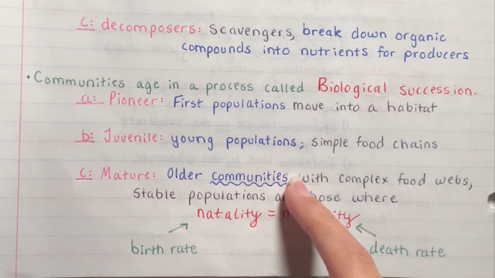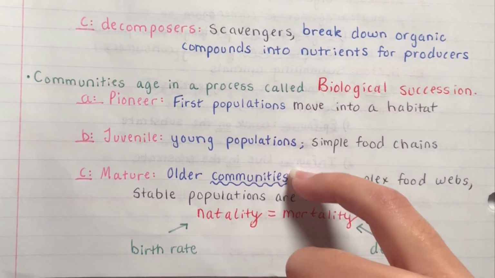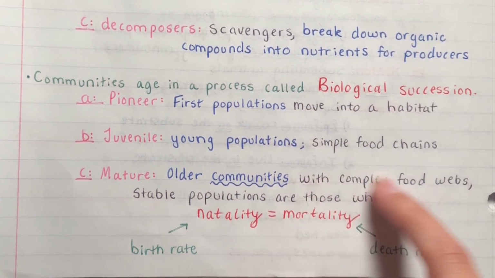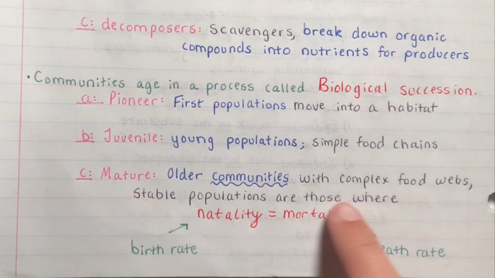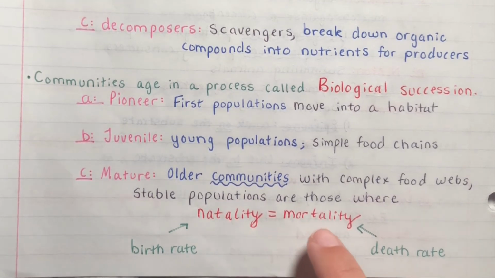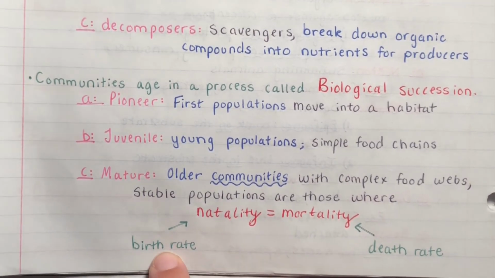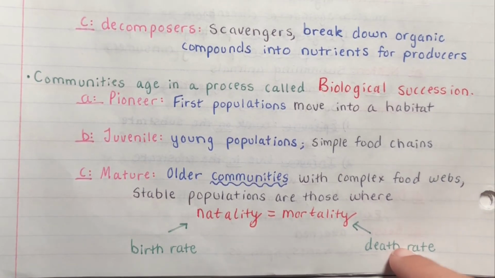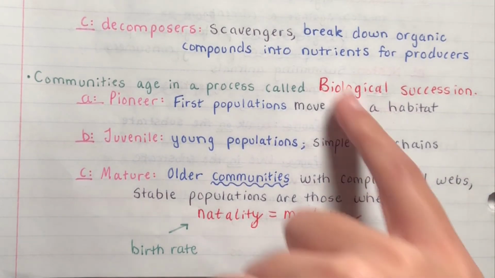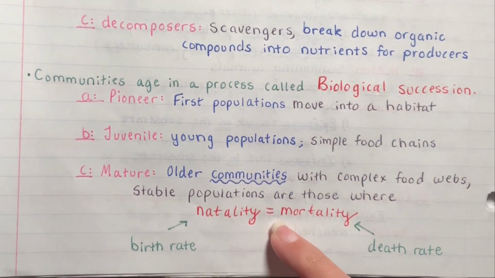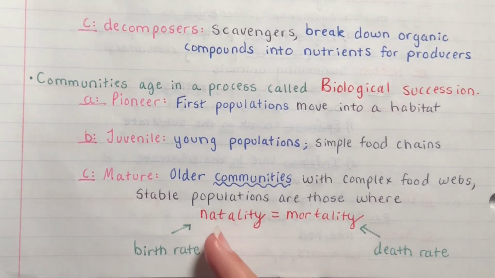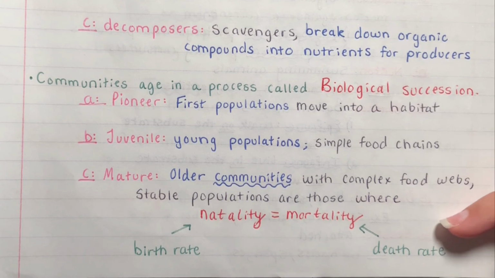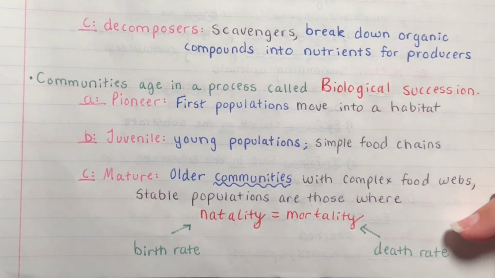So older communities. We go from populations to actual communities, so there's more than one species there, with complex food webs or chains, stable populations, and this is where we have natality equals mortality. Natality, the birth rate, equals the death rate, meaning that this community is able to support whatever organisms are living there. As many organisms are being born as are dying out, so they're not overusing resources or having lots of competition within the community.